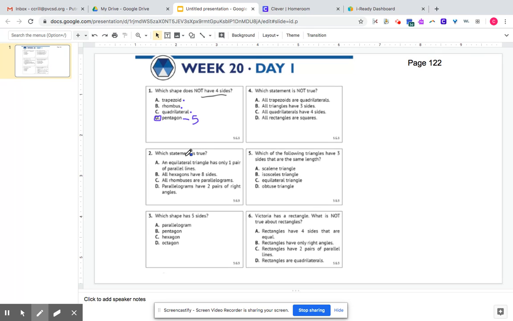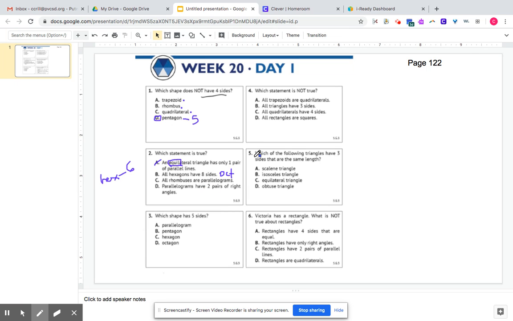Number 2, which statement is true? An equilateral triangle has only one pair of parallel lines. Well, equilateral means equal. This prefix here, equal. And if you recall from your iReady lesson, an equilateral triangle has sides that are all equal. So it has nothing to do with parallel lines. All hexagons have 8 sides. Well, hexagon, hex, is a prefix meaning 6. Octagons are 8-sided shapes. So I'm just going to write oct there for that.